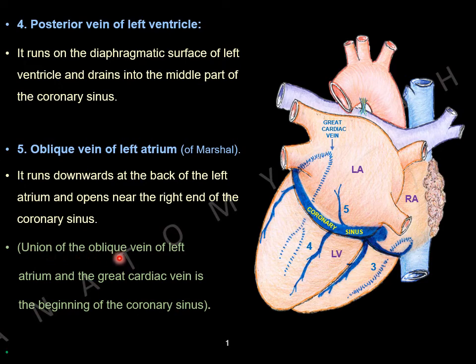Union of oblique vein of left atrium and the great cardiac vein is the beginning of the coronary sinus. So where the coronary sinus begins is where oblique vein of Marshall joins with the great cardiac vein, and from here the coronary sinus started. Then it ends into, or drains into, the right atrium here.